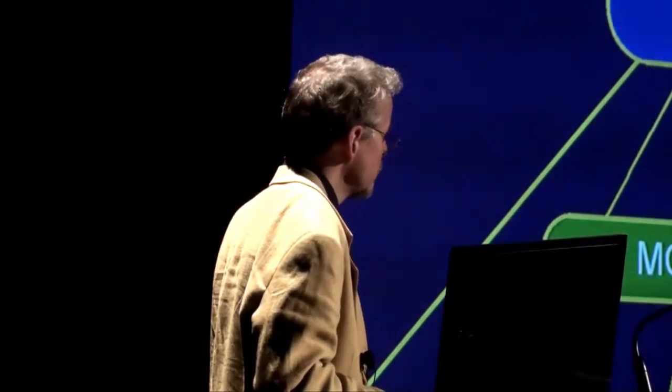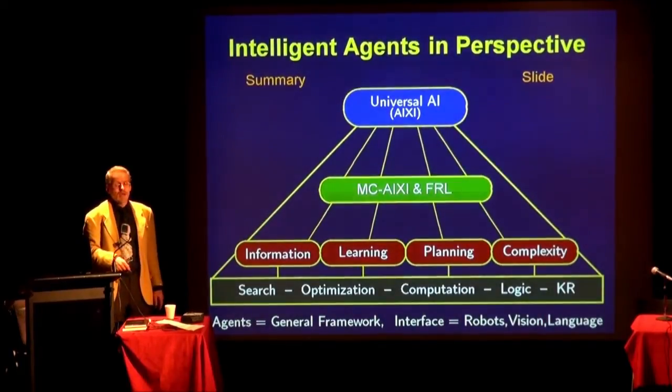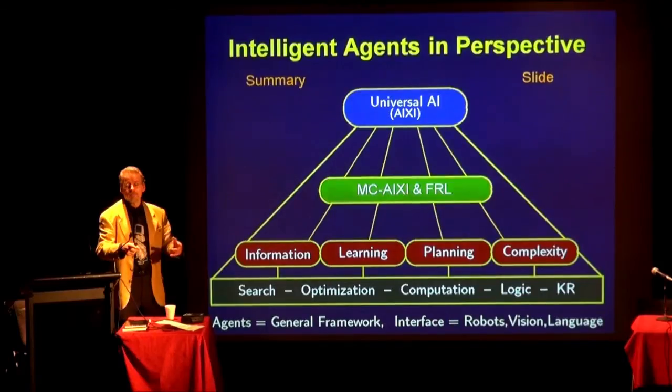And I have not talked, and I will not talk, about all these interface fields, such as robotics, vision, language. In theory, you don't need them. You put the raw signals into AIXI, and it just gives you a raw output, and everything works. In practice, because of limited computational power, you have to take some sophisticated computer vision and simplify the input stream, and the same with the output.